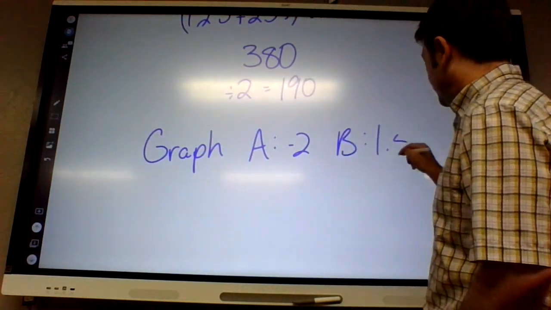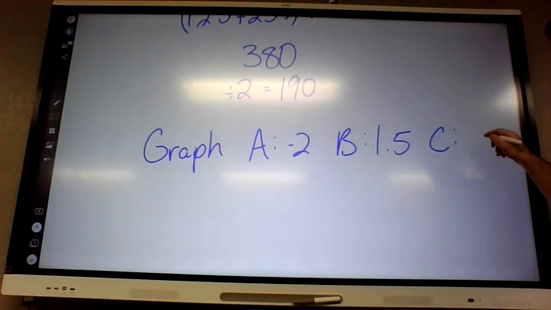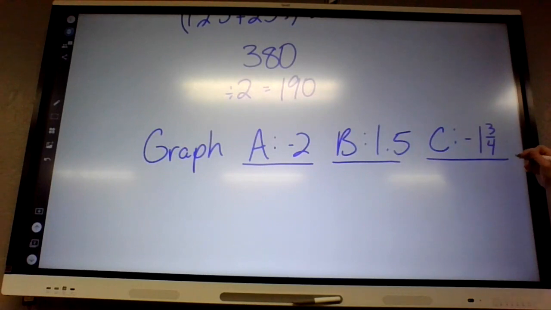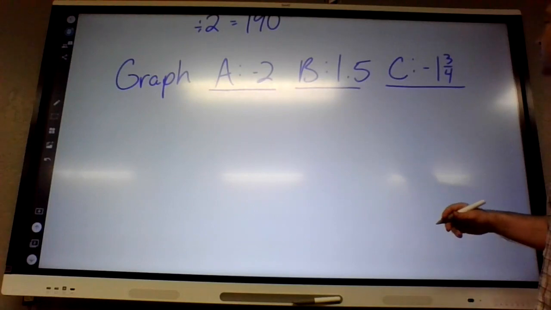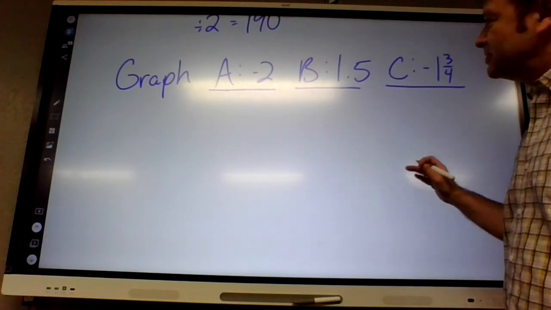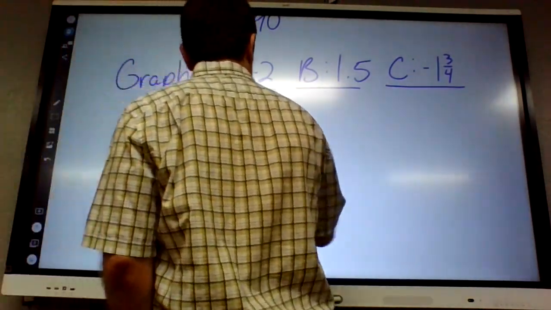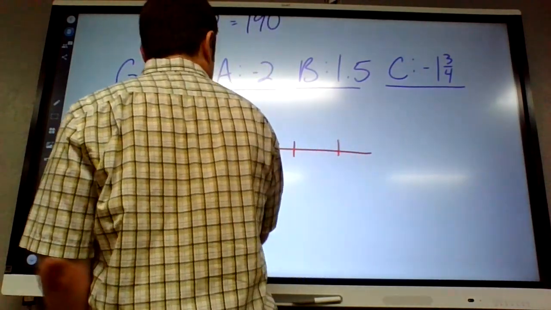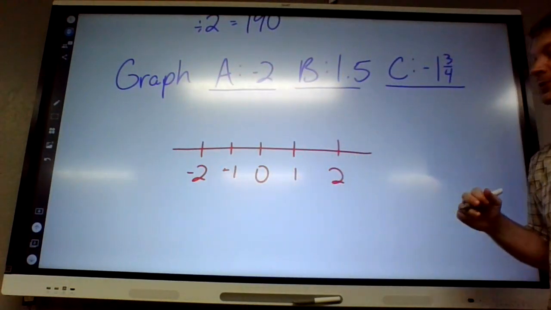Let's go 1.5. Let's save the best for last here. Graph A, B, and C on a number line. Let's underline these. Yeah, it's okay. We'll leave that. Not going to be that big of a number line. Or does it need to be? Actually, the test draws a number line for you, so you don't have to do that part.